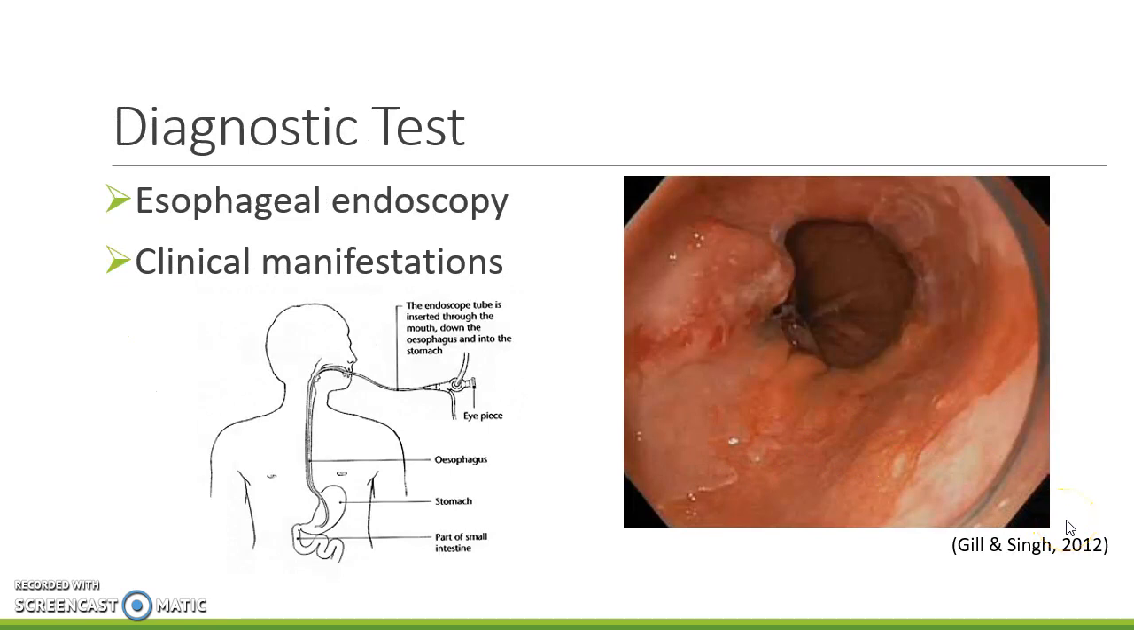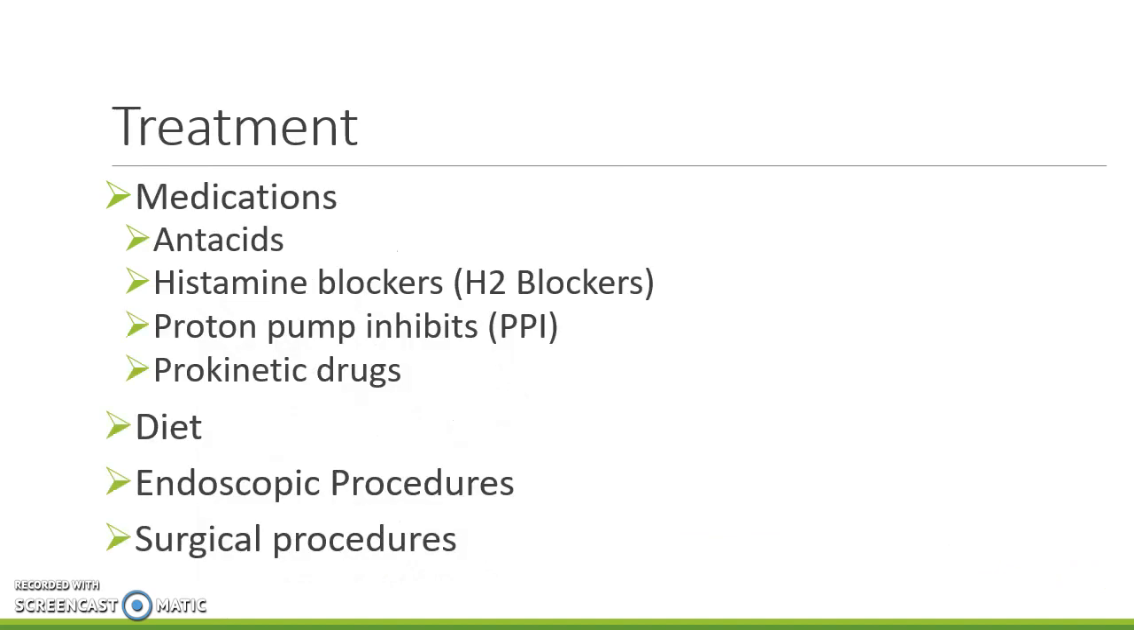Diagnostic tests include esophageal endoscopes, and also the way it's diagnosed is by the clinical manifestations. And you can see pictures here. The red picture to the right is what GERD looks like with a scope, and the other picture shows exactly what the scope is and how it works.